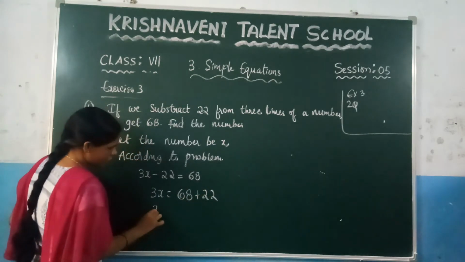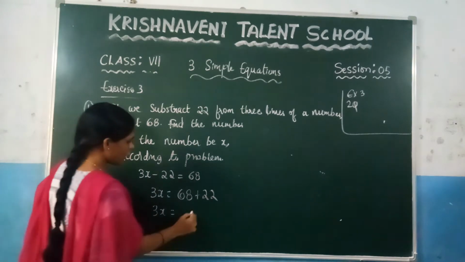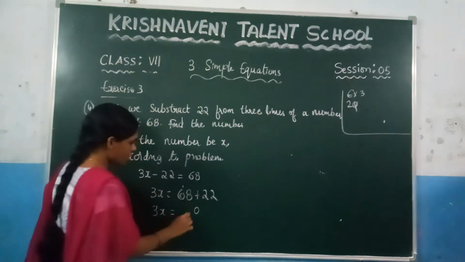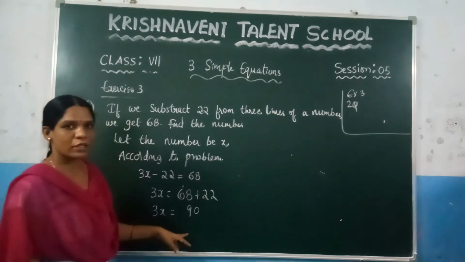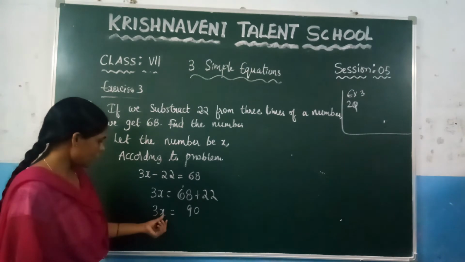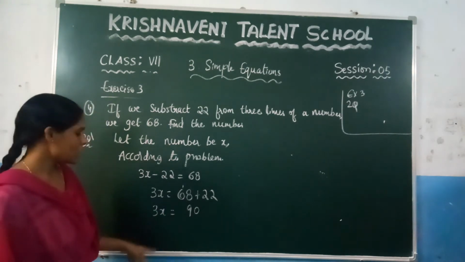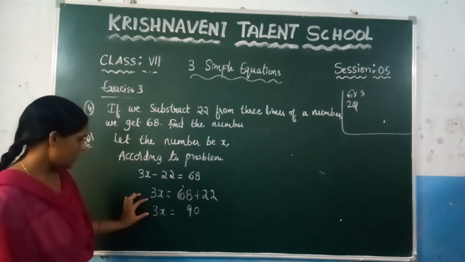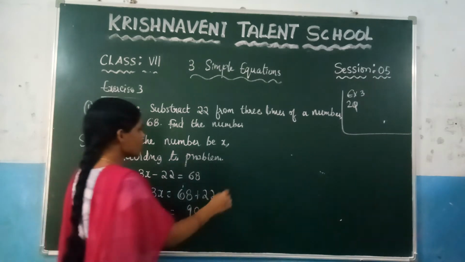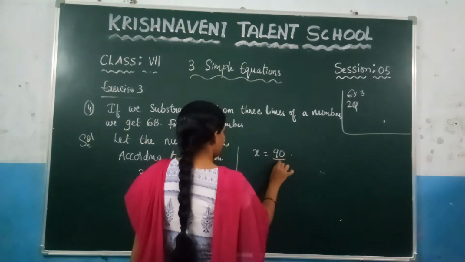What is the value of 68 plus 22? You know that 8 plus 2 gives you 10, write 0, carry 1, 6 plus 1 is 7, 7 plus 2 is 9. Right? So you are getting the answer which is 90. What we are doing here, 3 and x multiplying, 3 into x. What is the meaning of 3x, 3 into x? Since multiplication is there, if you take this 3 to this side, what will it become? It will become division. So here you will get x is equal to 90 by 3.